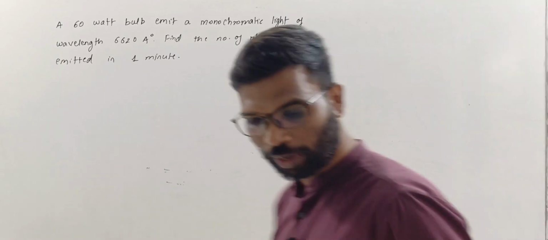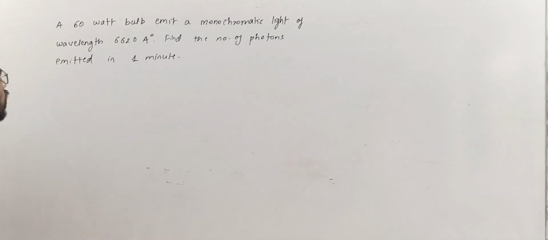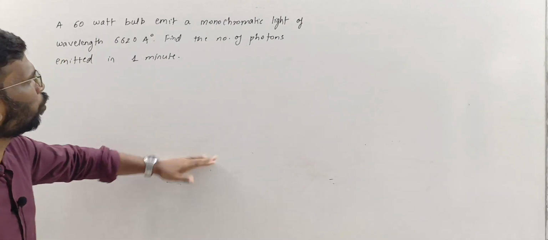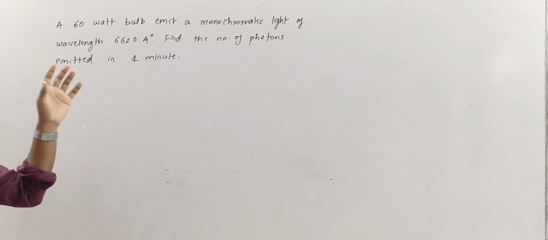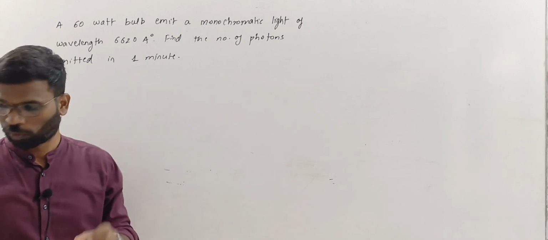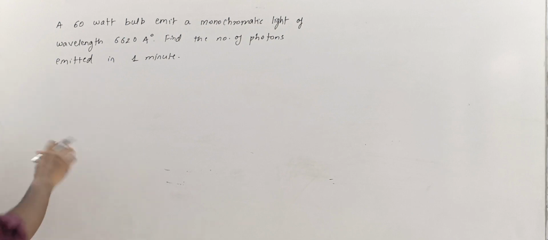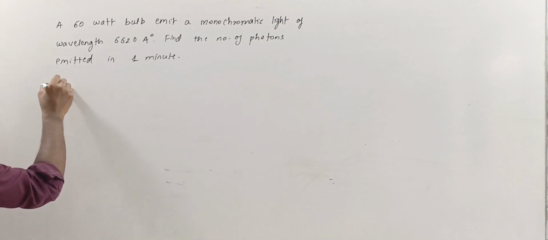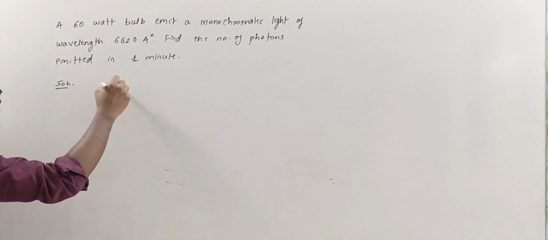Okay, this is also a very nice question. The question asked is: a 60 watt bulb emits monochromatic light of wavelength 6620 angstrom. Find the number of photons emitted in 1 minute. So here the power is given. If you want to solve this, power is equal to what?